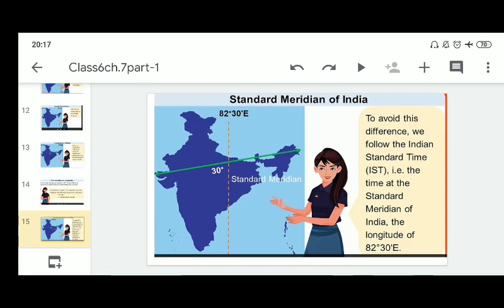Standard meridian of India. So to avoid this difference of 2 hours, we follow the Indian Standard Time, that is IST. It is the time at the standard meridian of India, the longitude of 82.30 degree east. That's called the standard meridian.